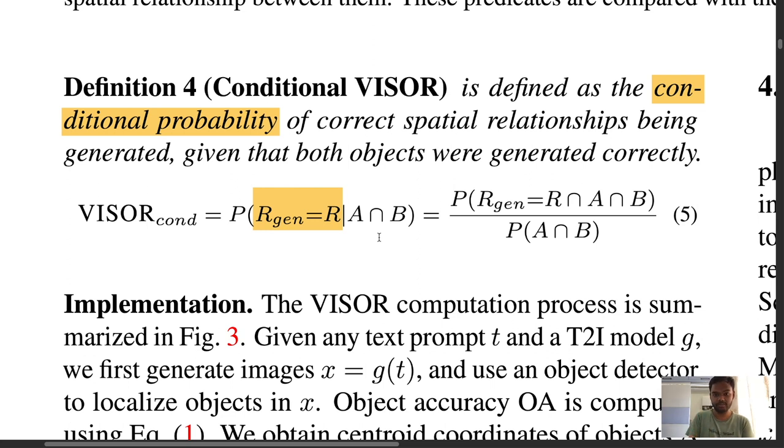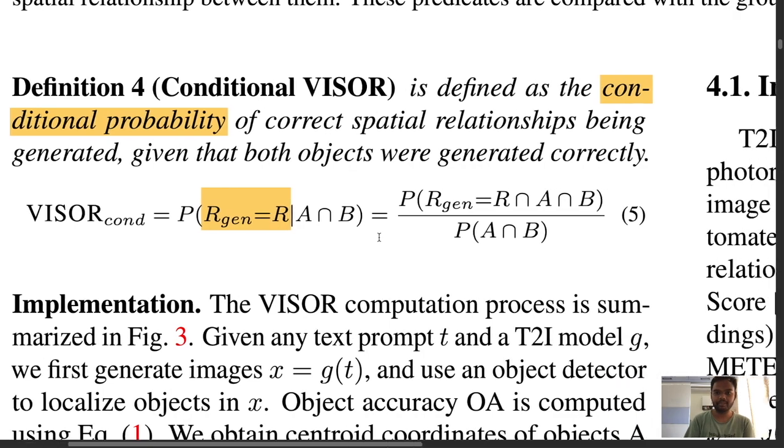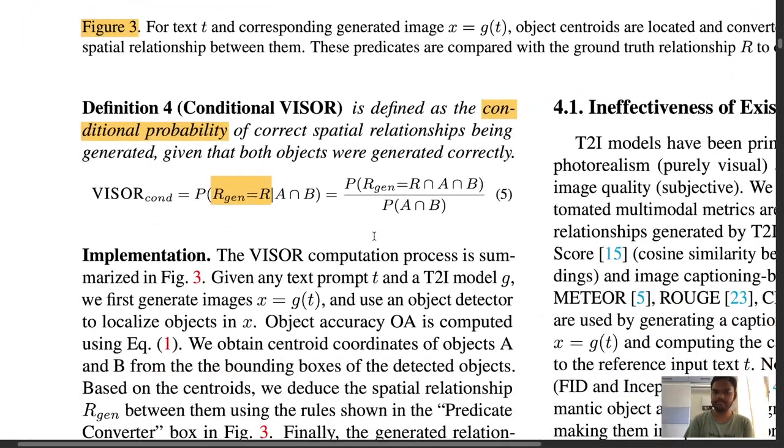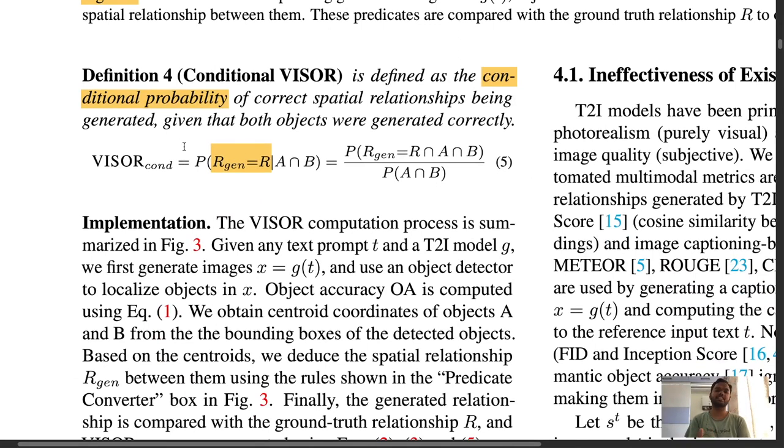If I don't have two objects in my image, I can't even compare the relationships, right? The spatial mapping relationships. So that's basically conditional Visor. It's very basic conditional probability.